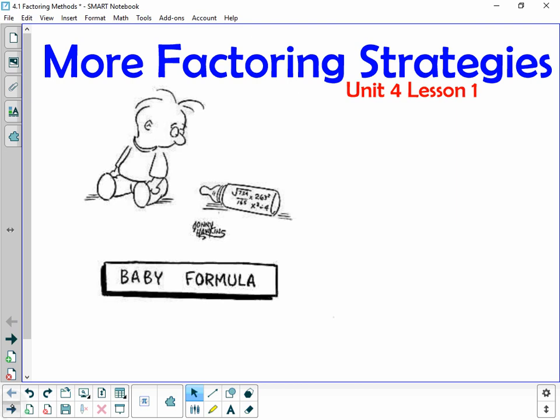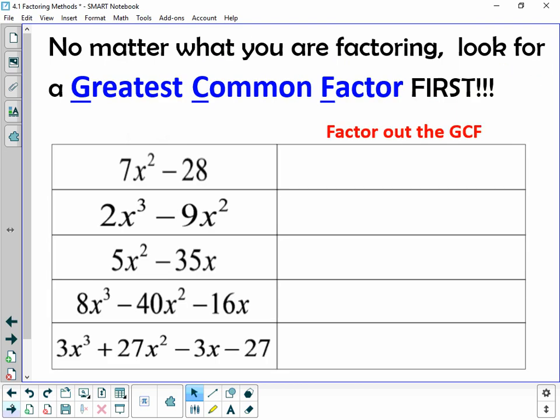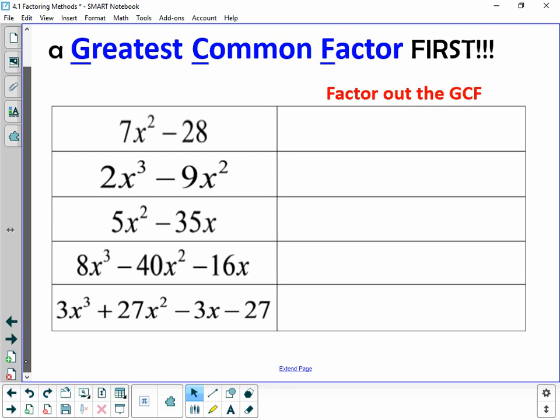Just keep factoring. No matter what you're factoring, I hope you realize now that you should always check for a common factor first. There are so many times when that makes your additional factoring easier. There are plenty of times when that's all you can do. You should always look for the greatest common factor. So for these ones, we're just going to factor out the greatest common factor, and then we'll continue on with some other types of factoring.